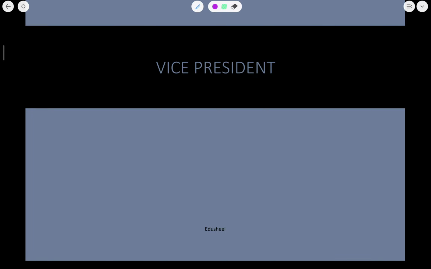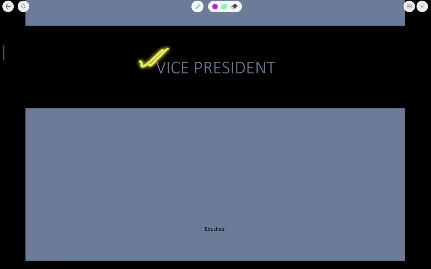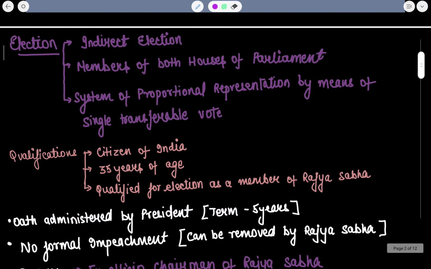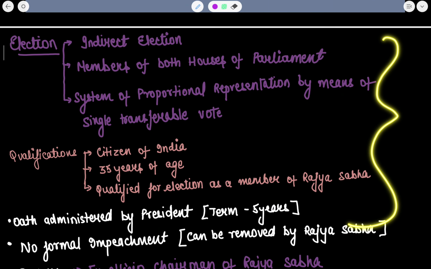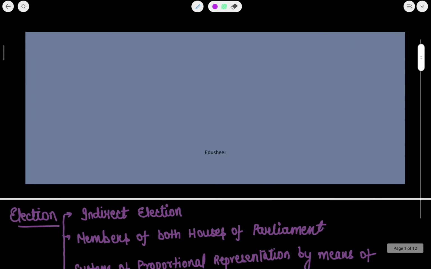Welcome to the channel. So today we are going to start our next chapter in our series of Polity through MCQ series, and these MCQs are directly based on the book by M. Laxmikanth. Now, our today's chapter is Vice President. So before starting the chapter, I'll give you a bit of the explanation so that your revision is done well, and then we will proceed to the questions of this chapter.